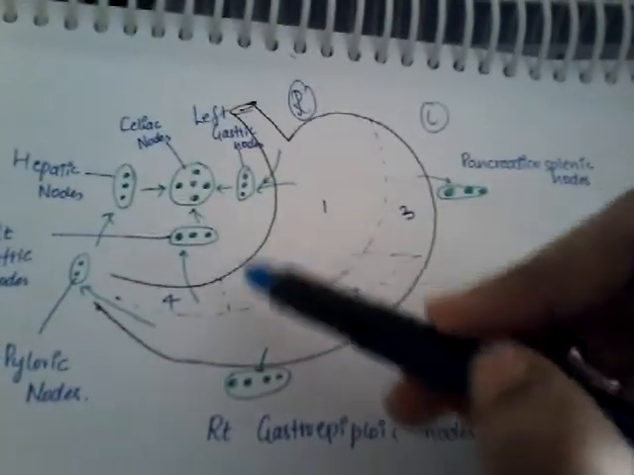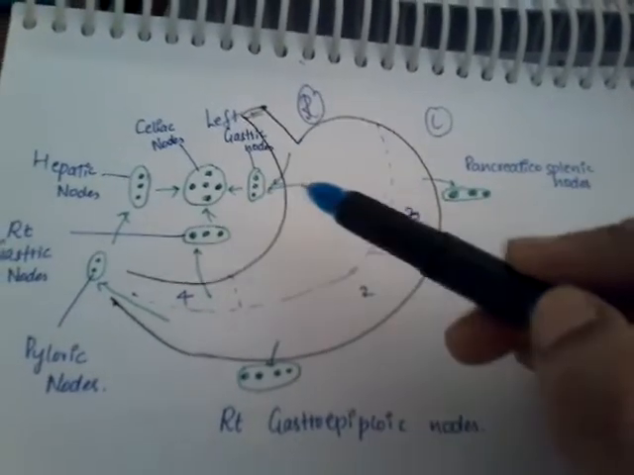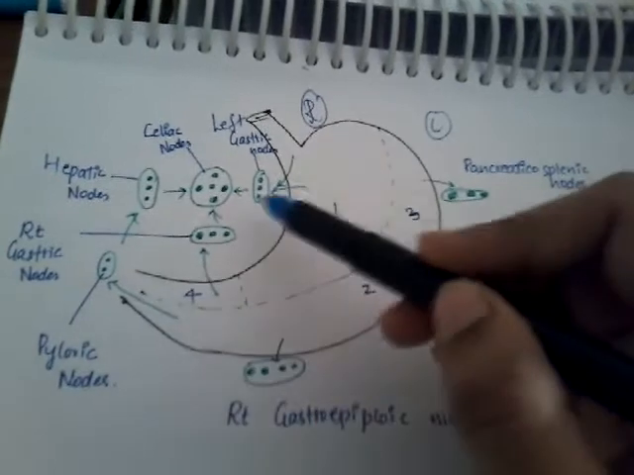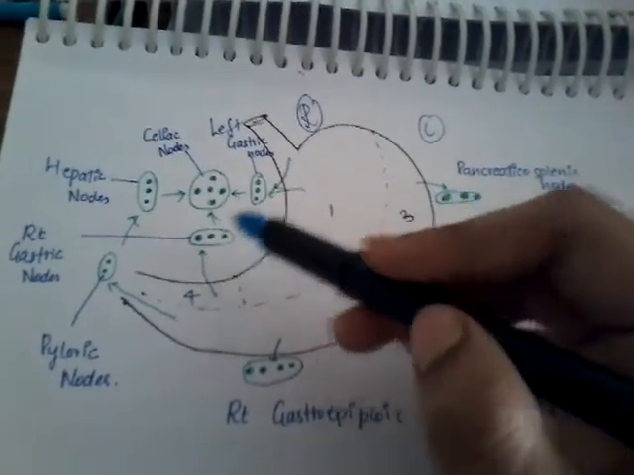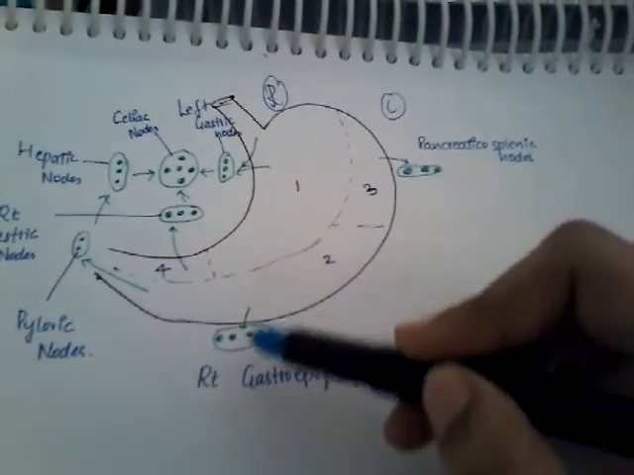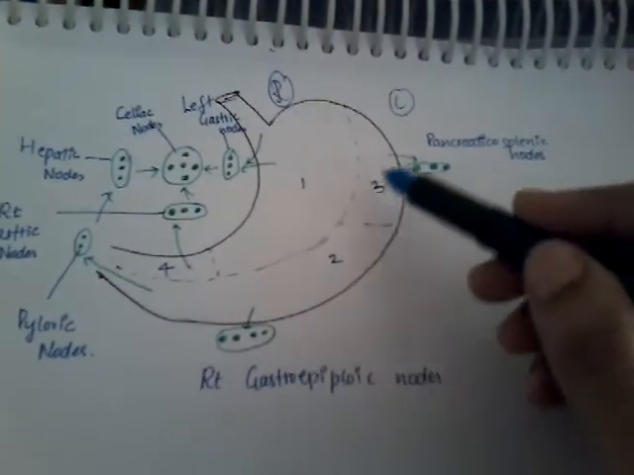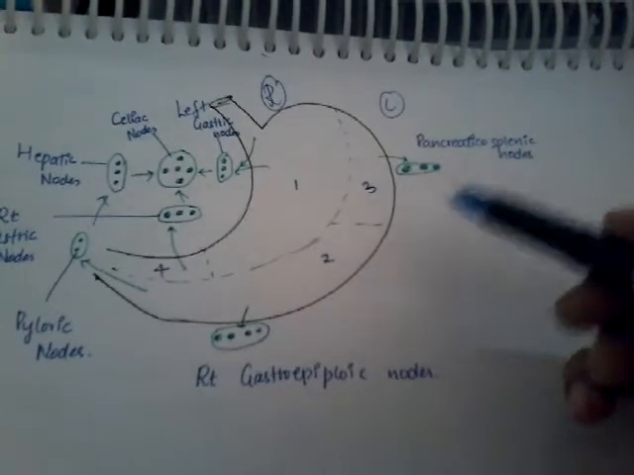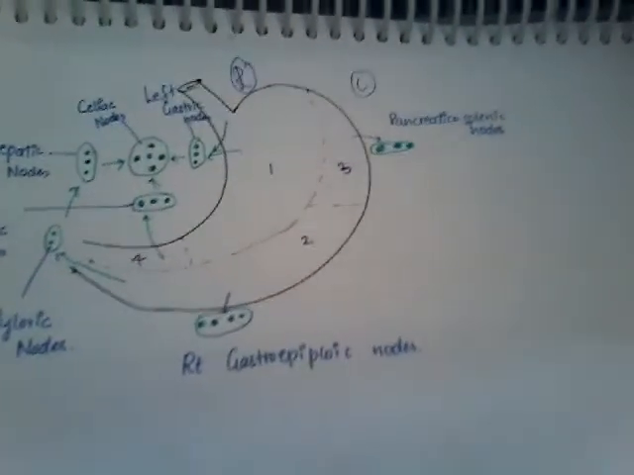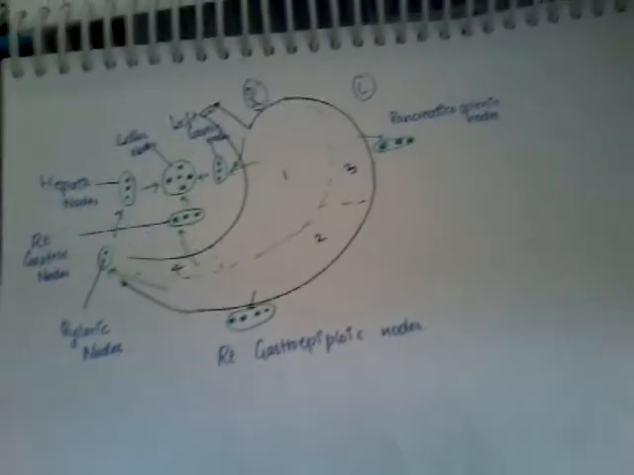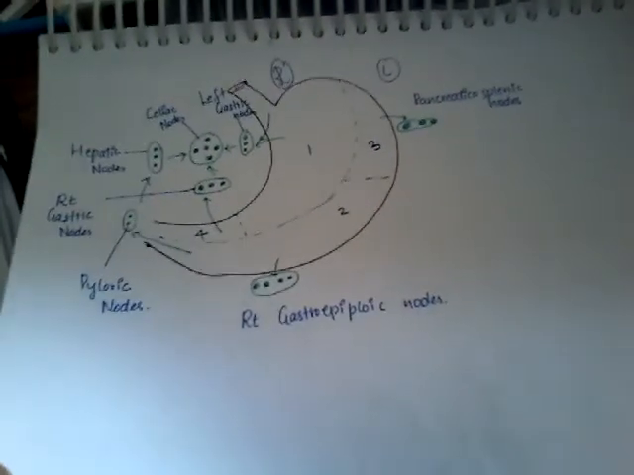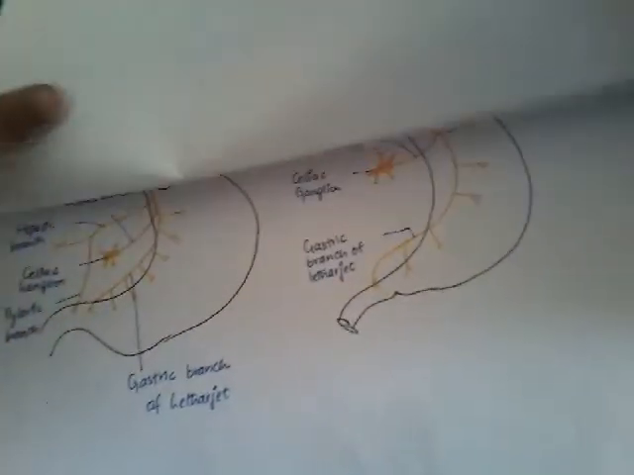Now, the first one drains into the right gastric and left gastric nodes. The fourth one drains into the right gastric nodes. The second one drains into the right gastroepiploic nodes, and the third one drains into the pancreaticosplenic nodes. All these nodes will drain into the celiac nodes, and then to the other lymphatic drainage. So this is the lymphatic drainage of the stomach.